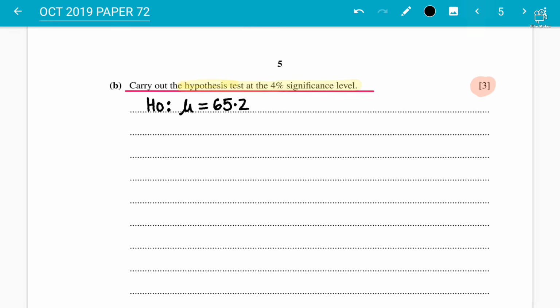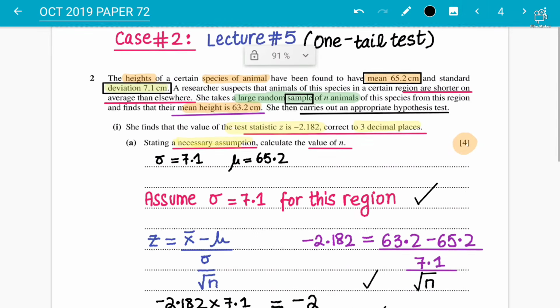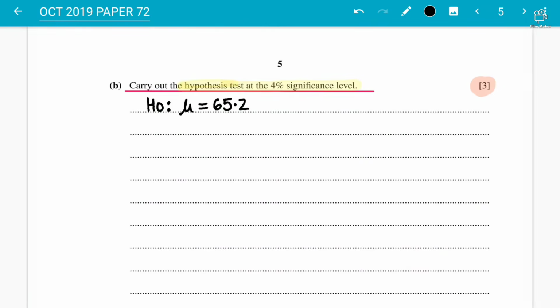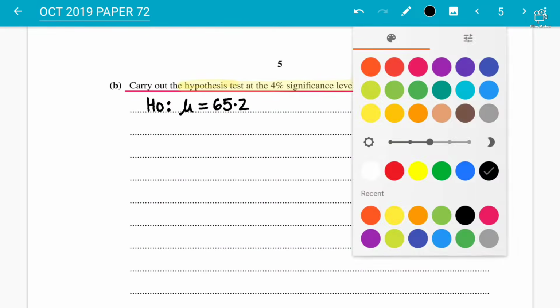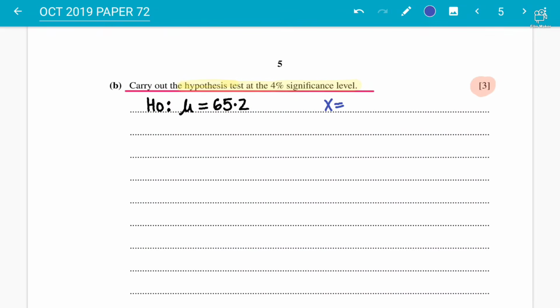You can also mention the variable, that x is the heights of the certain species of animal. Let's also write that for understanding of the students: x equals heights in centimeters of a certain species of animal, and we are going to make it a normal distribution because of the large random sample size.